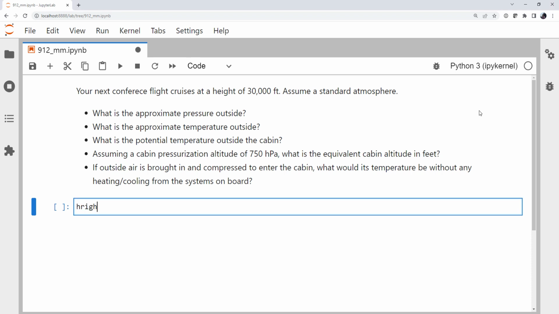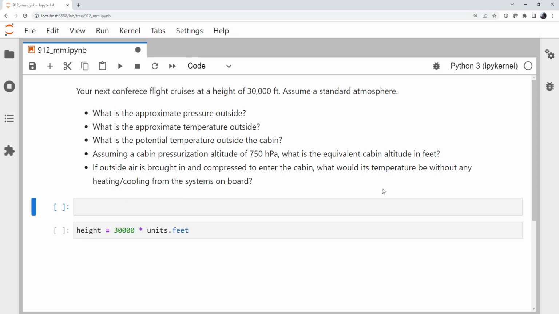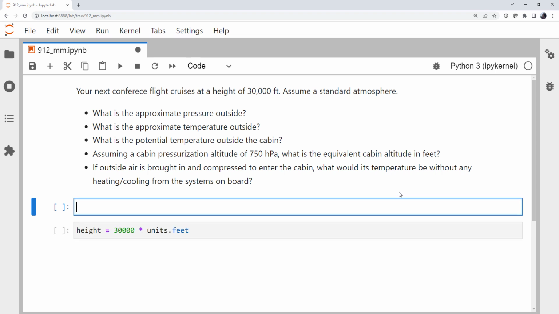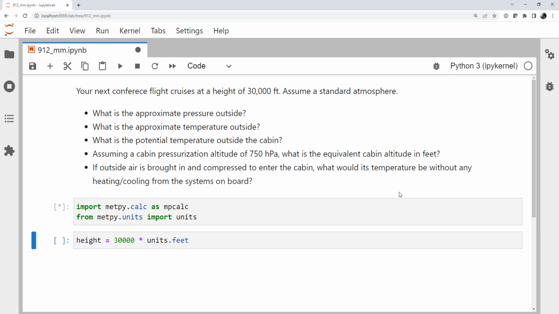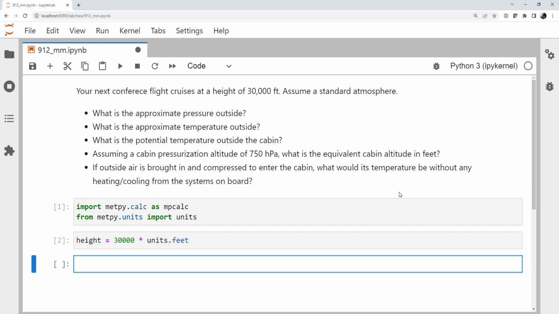So first, since I want to make this as generic as possible, because I may want to play with different variables, I'm going to set my height as a variable, 30,000 units dot feet, and as soon as I type that dot, it triggers in my mind, I need to do some imports because we're not going to know what units are. I'm going to import metpy.calc as mpcalc, and from metpy.units, I'm going to import the units registry. And now we can create that variable.